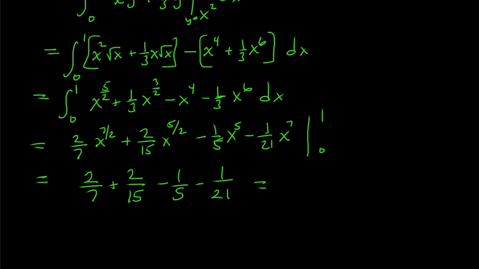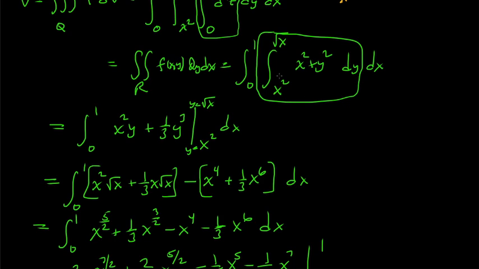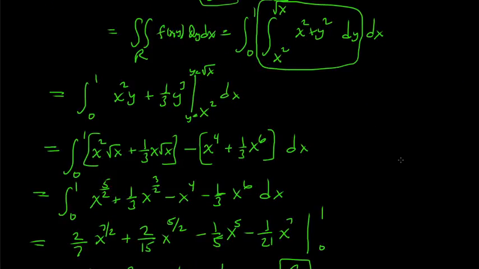And I think that just works out to 6 over 35. So that is, it's this double integral, it's this triple integral, and it represents the volume of this little slice of this region, this little purple slice here. So, yep, this is going to have volume, very small slice here, 6 over 35. Okay, that's number 12.